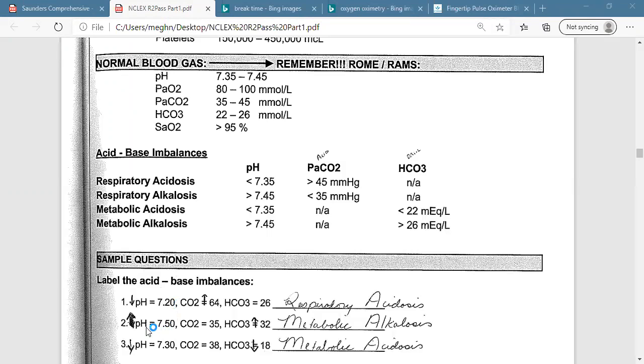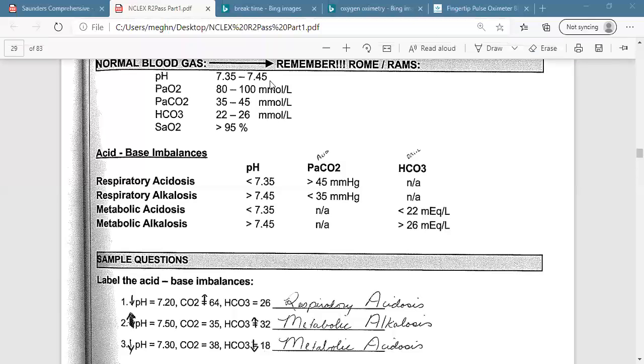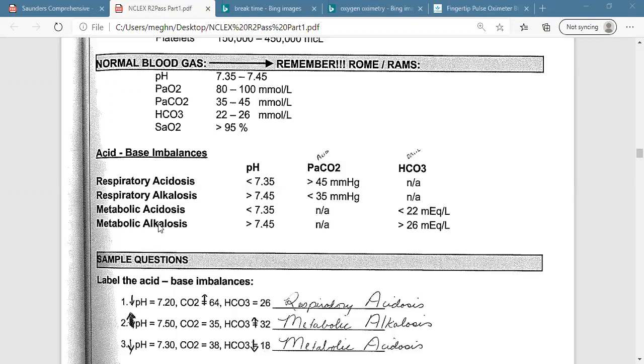Second question here, pH is 7.50. Is it more than 7.45? If the pH is more than 7.45, it means the patient has either respiratory alkalosis or metabolic alkalosis, because the pH is more than this. At least out of 4, we can make it short to 2. Now we can think which one is the answer.